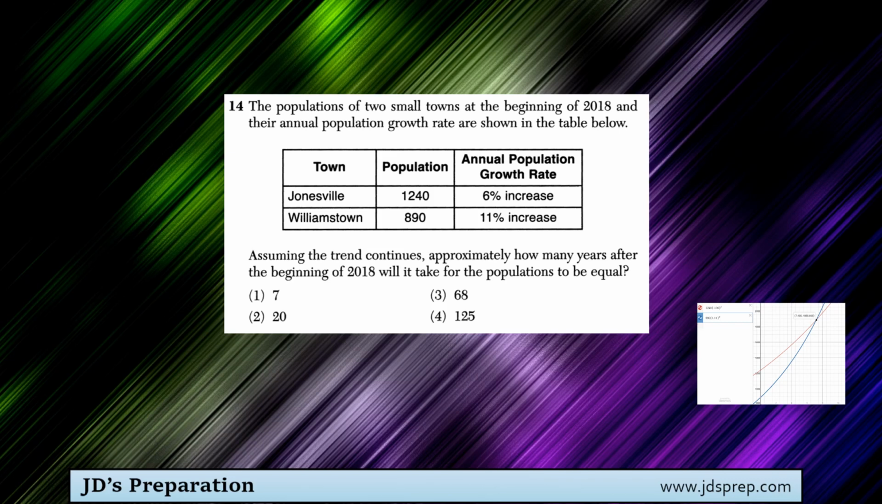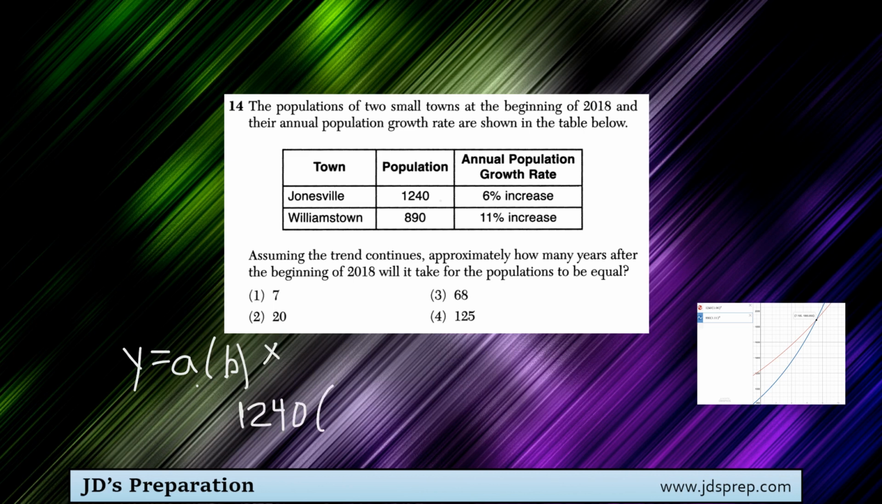This problem is dealing with two towns whose population is growing exponentially. And so because of that, we can represent them using an exponential growth equation: y equals a multiplied by b to the power of x, where a represents the initial amount of whatever we're dealing with. So in this case, the initial population.